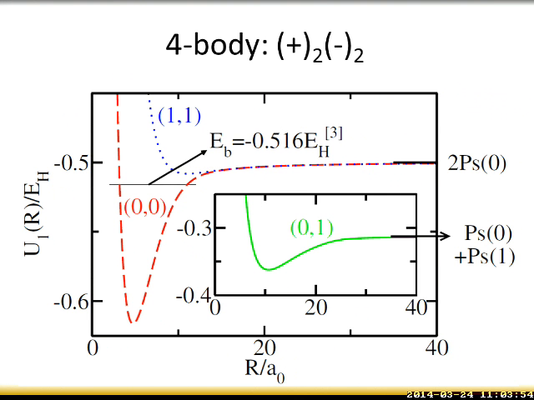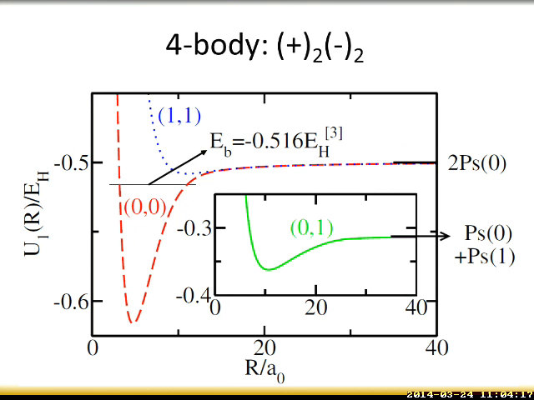So let's keep going. I have this new technique. Let's try and break it. So let's go to 4 bodies. So what we see here is the ground state for the 4-body system, 2 positrons, 2 electrons. And so the blue dotted curve here is when the identical particles are both in the triplet configuration. And the red dashed curve is when the identical particles are in the singlet configuration.